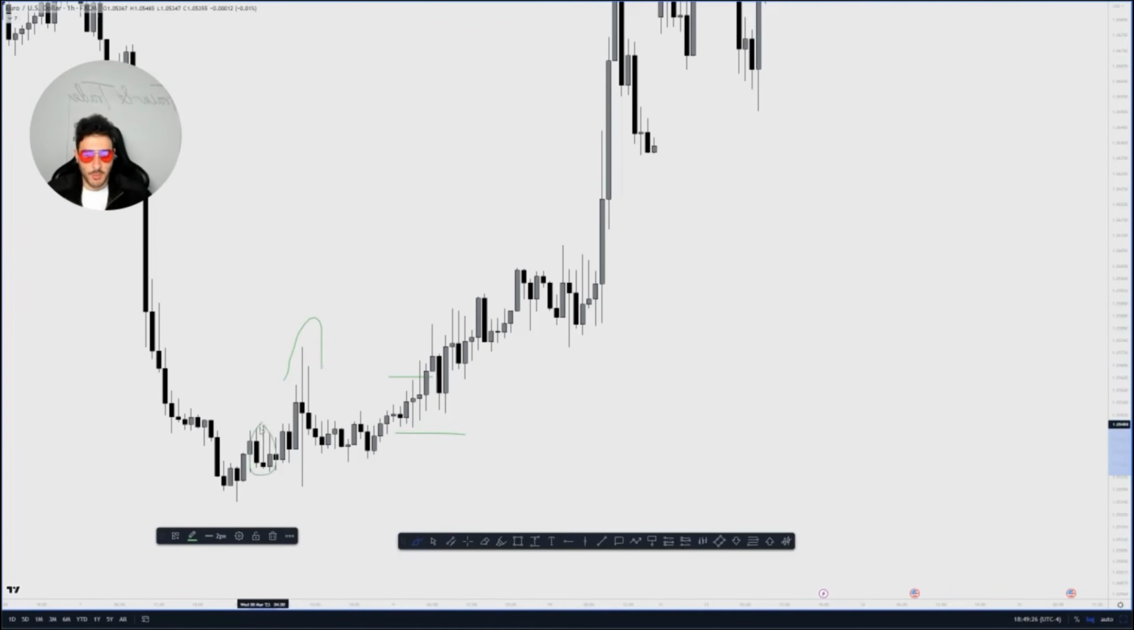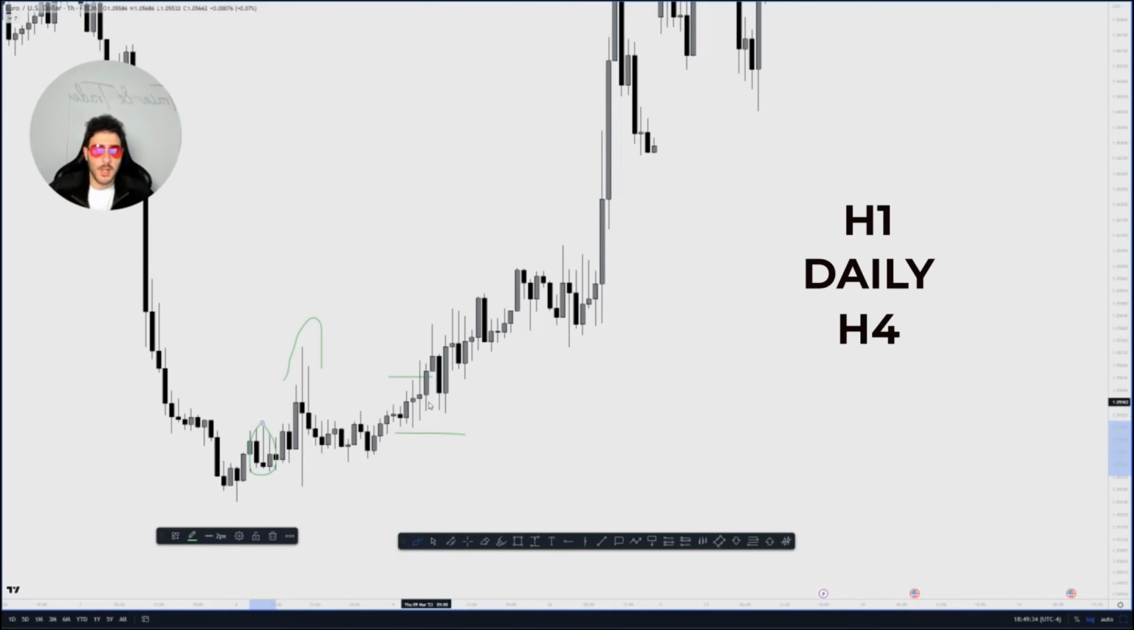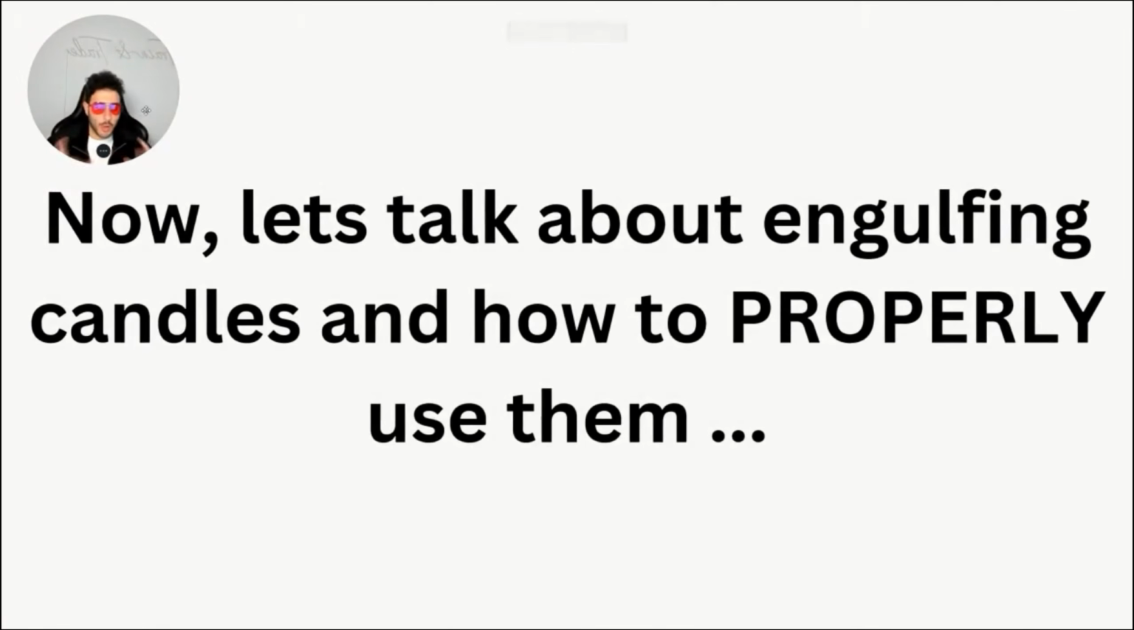You see another one right here, and look how the market is ultimately being choppy when we have multiple doji candles. Again, if this is the 1 hour time frame, daily or 4 hour, that can give us an indication of when we actually should not be trading. Everyone always talks about when you should be trading, high probability and all this stuff, but very few people will tell you when you should not be trading and when environments aren't the most ideal. Now, let's talk about engulfing candles and how to properly use them.